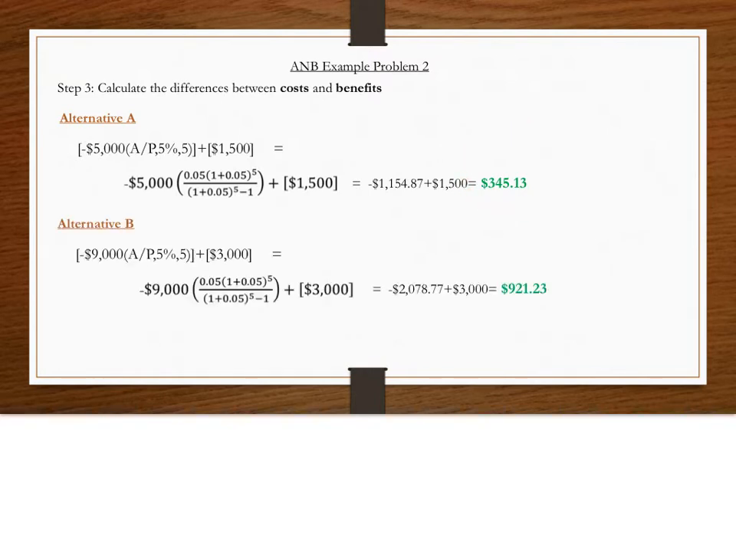$345.13. For alternative B, we convert the $9,000 capital cost to an annual series and add it to the $3,000 net revenue and end up with an equivalent annual net benefit of $921.23. So just as in the present worth net benefit example, alternative B is the more beneficial alternative.